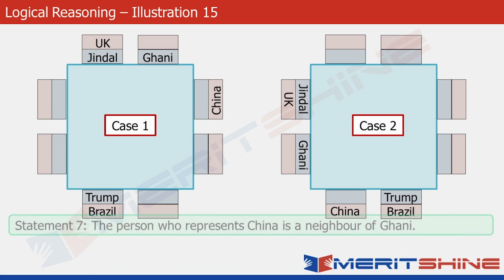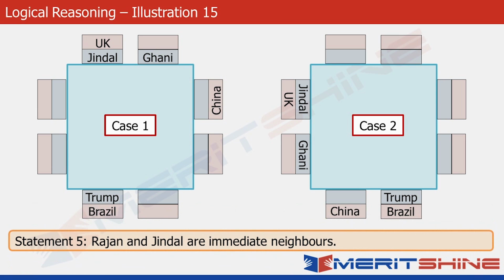Now let's look at statement 5. It says that Rajan and Jindal are immediate neighbors. Jindal is already there in the structure, and one of the neighbors of Jindal is Ghani, but the other neighbor's slot is vacant. This slot. So let's put Rajan here in both the cases.